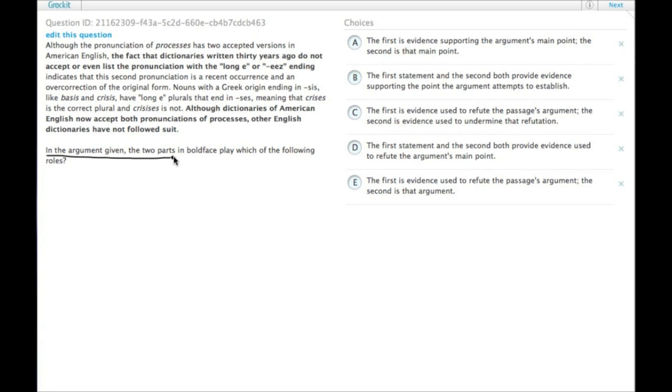In the argument given, the two parts in boldface play which of the following roles? Okay, so we have to look at this and try and paraphrase what they're doing in the argument so we can recognize it when we get to the answer choices.